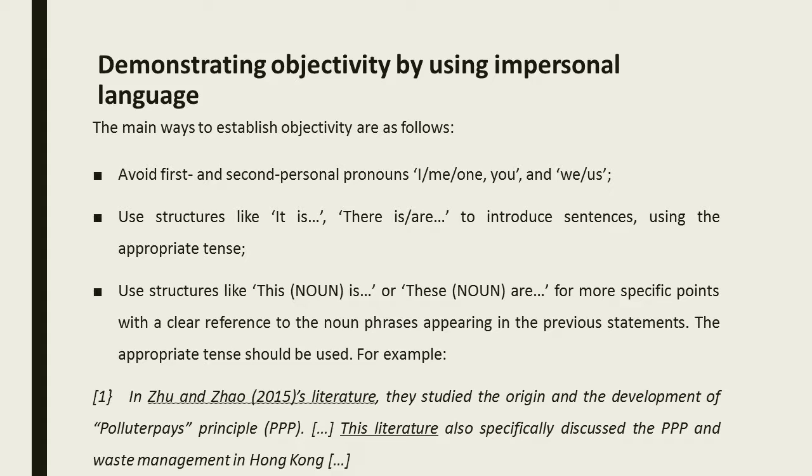Also, use structures like 'this is' or 'these are' for more specific points with a clear reference to the noun phrases appearing in the previous statements. The appropriate tense should be used. For example, in Ju and Zhao's 2015 literature, they studied the origin and the development of polluter pays principle, PPP. This literature also specifically discussed the PPP and waste management in Hong Kong.